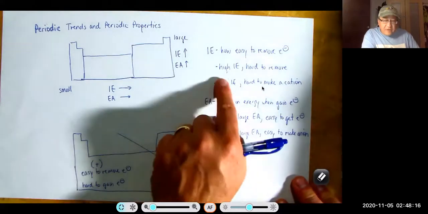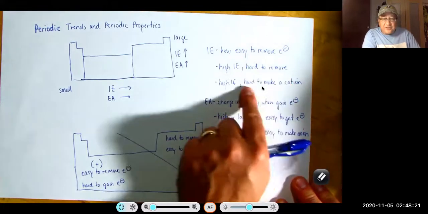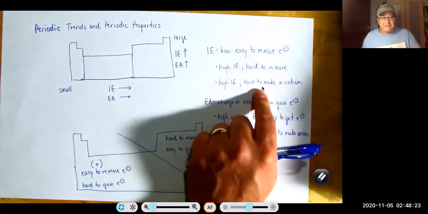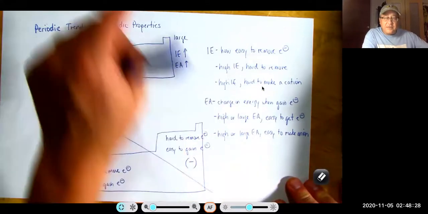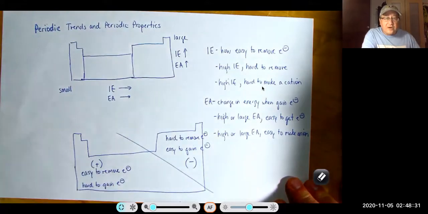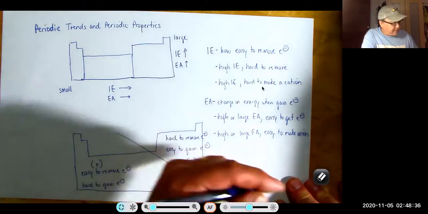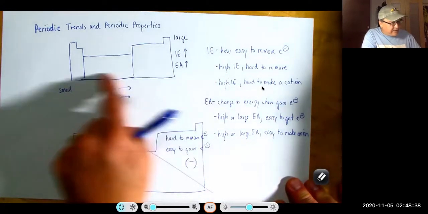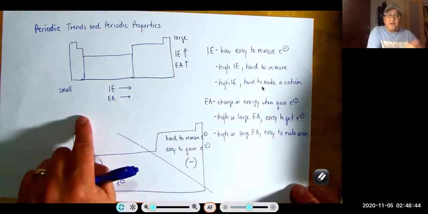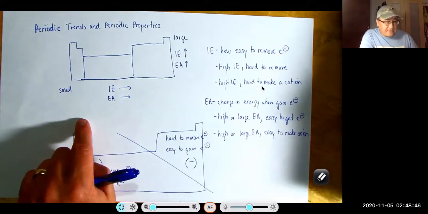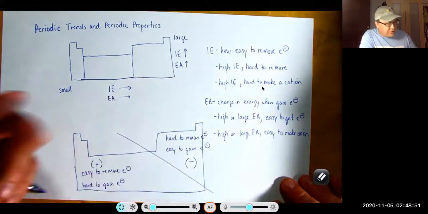Now, let's say that you do have a high ionization energy and it's hard to remove an electron. That means it's hard to make that thing into a cation. Now, the trend in a group is that higher up in the group, it's got a greater ionization energy, so it's harder to remove an electron. In a period, the general trend is a higher ionization energy going to the right than to the left. So that means it's harder to remove an electron and make a cation when you go to the right.